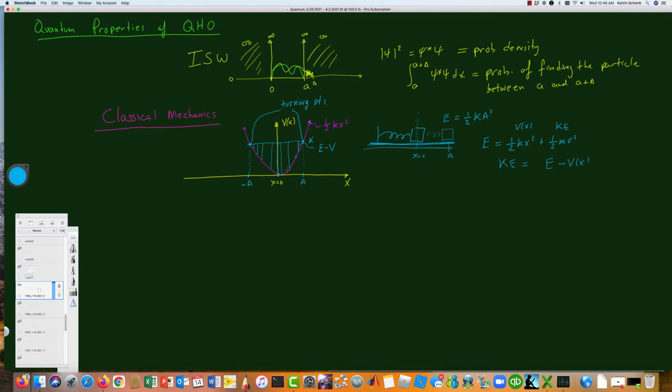So what we are going to do is calculate, for the quantum harmonic oscillator, the probability of being outside of the classical turning points for a given energy. For a given energy here, the total energy is this blue line, and the turning points are here and here, right? So we would like to calculate the probability of finding the particle outside of the classical turning points.